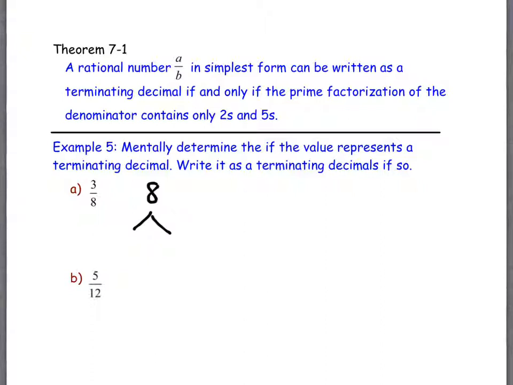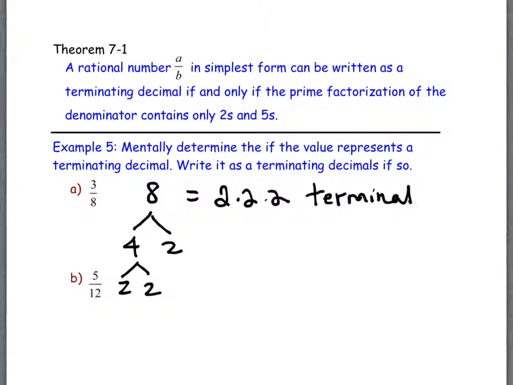If I use a factor tree, what two numbers would divide 8? 4 and 2. And then we'd take the 4 and we'd write it as 2 and 2. So the 8 is 2 times 2 times 2, right? That factorization can have 2's, 5's, or 2's and 5's. And this one does, in fact, only have 2's. So this one terminates, because its factorization doesn't have anything but 2's and or 5's.